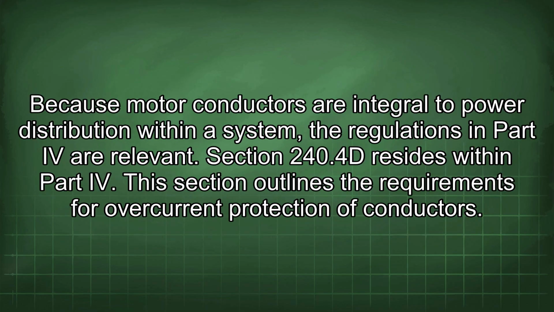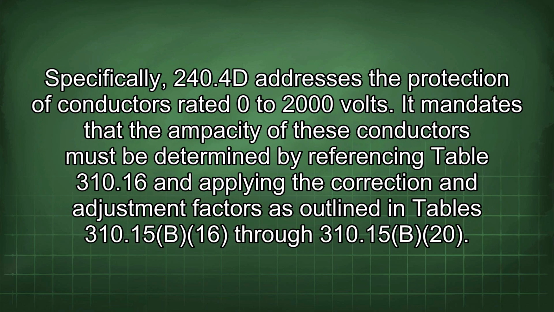Because motor conductors are integral to power distribution within a system, the regulations in Part IV are relevant. Section 240.4(D) resides within Part IV. This section outlines the requirements for overcurrent protection of conductors. Specifically, 240.4(D) addresses the protection of conductors rated 0 to 2000 volts.